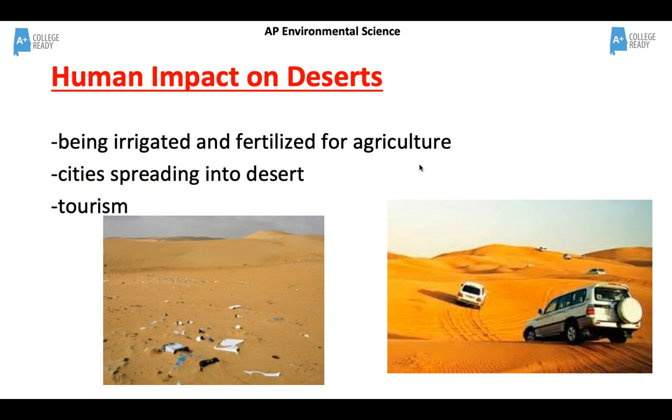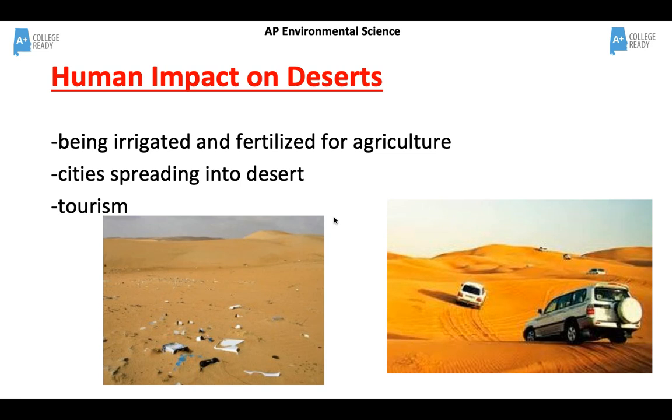When it comes to the human impact on deserts, people have actually started irrigating and fertilizing them for agricultural purposes. So literally altering all the qualifying characteristics of the biome by putting in irrigation methods, so irrigating water throughout the desert, and fertilizing it for agriculture. So they're trying to farm out there. More and more cities are spreading into the desert, which is going to lead to things like this picture here. You've got pollution and trash and debris out there.